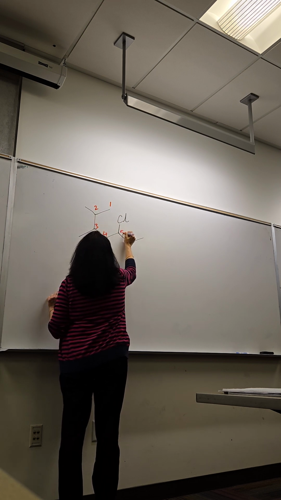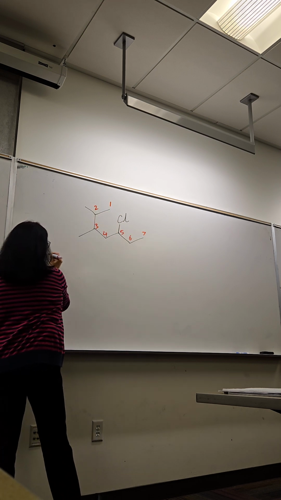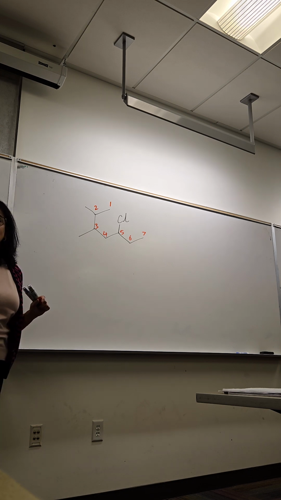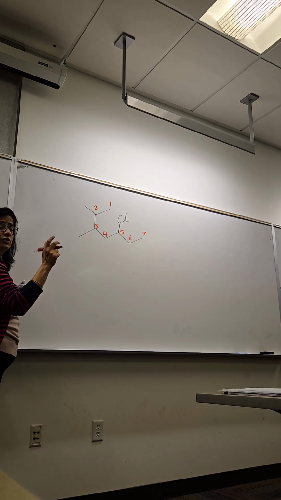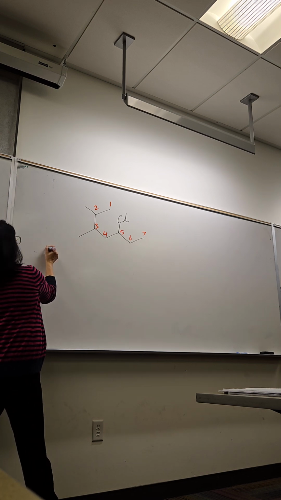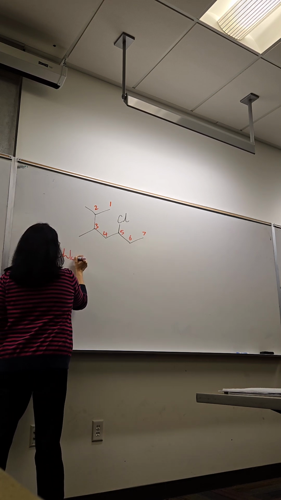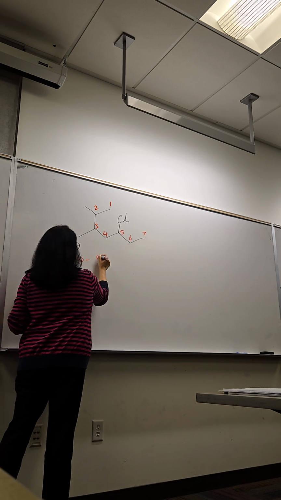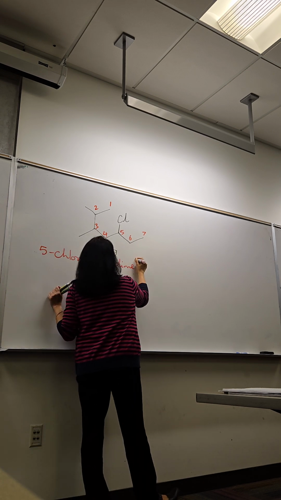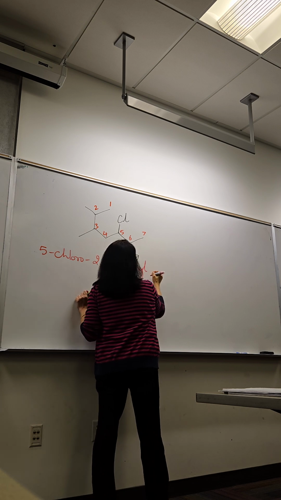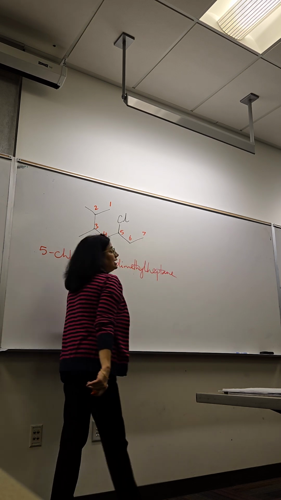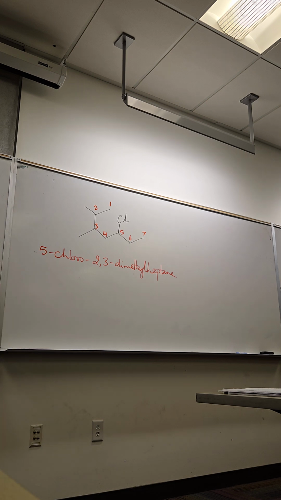Oh yeah, 2,3-dimethyl, 5-chloro. But which comes first? Alphabetically. Yeah, groups are labeled alphabetically. So dimethyl or chloro? 5-chloro, 2,3-dimethyl. Does di count? No. And? Heptane. Exactly. We've done this last quarter.